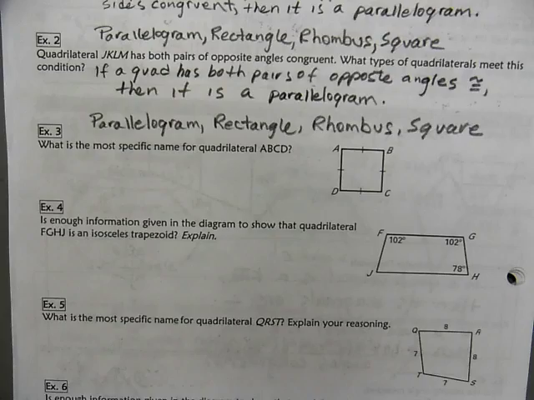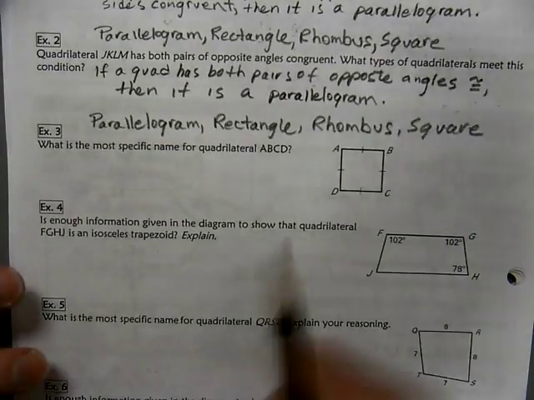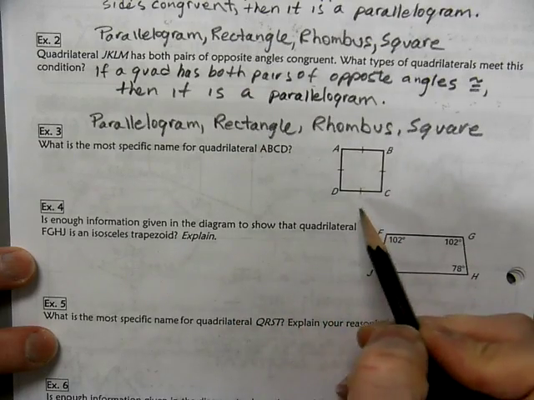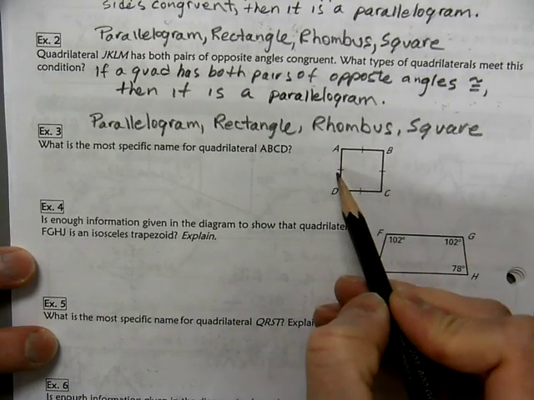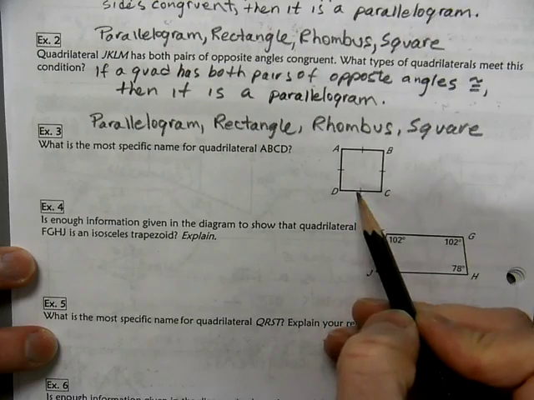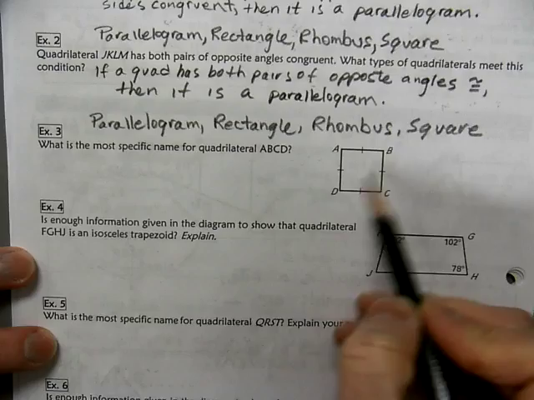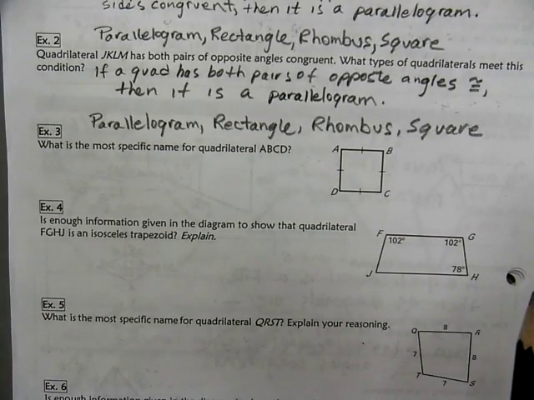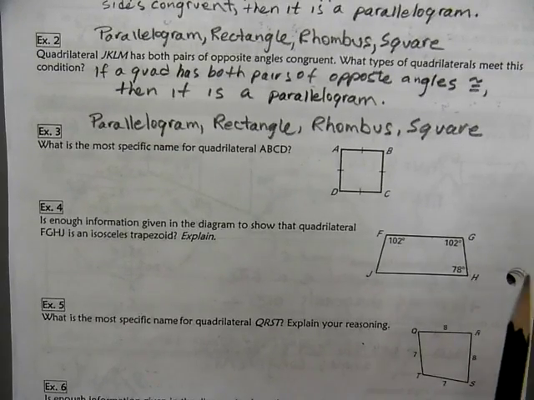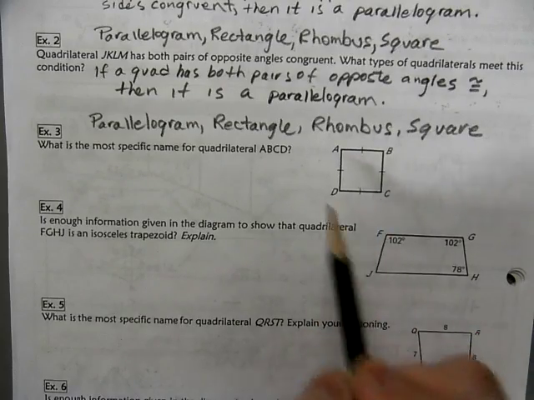What is the most specific name for this quadrilateral ABCD? Well, what do you notice about it? It's clearly a quadrilateral because it has four sides. Each side has a tick mark. But notice we don't know much about the angles. There are no boxes in the corners. So even though you want to call it a square, there's not any information to say that you have right angles. You definitely have four congruent sides.